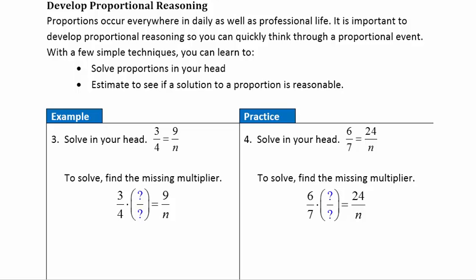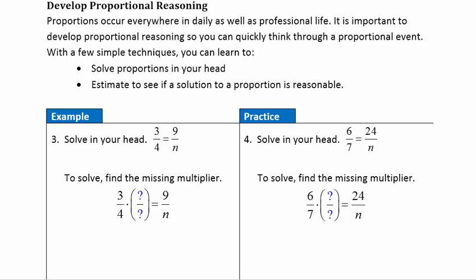Develop proportional reasoning. Proportions occur everywhere in daily as well as professional life. So it is important to develop proportional reasoning so you can quickly think through a proportional event. With a few simple techniques, you can learn to solve a proportion in your head and also estimate to see if a solution to a proportion is reasonable.